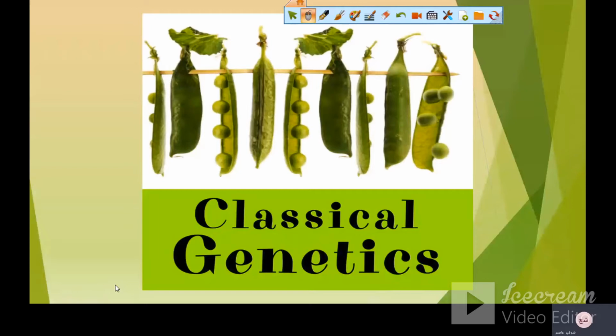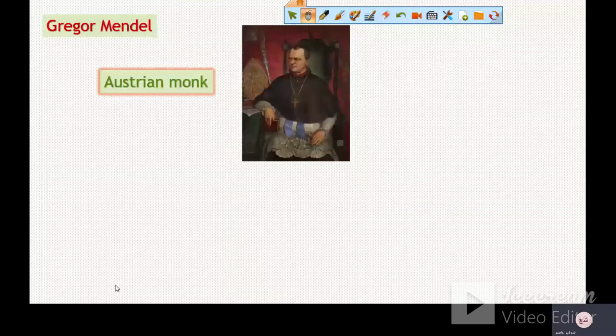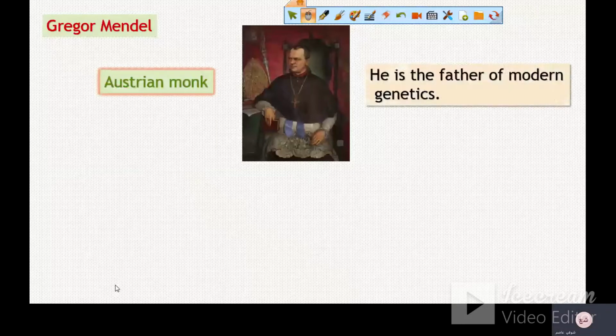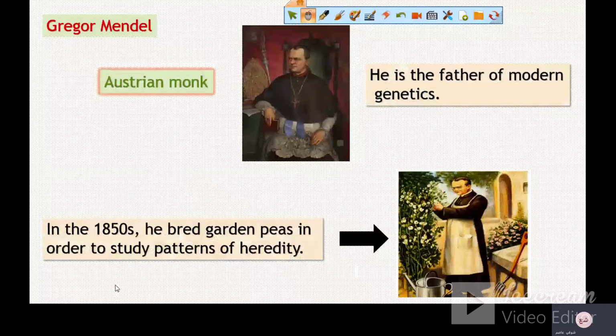But before explaining the genetics, we don't have to forget the father of genetics, who is Gregor Mendel. Gregor Mendel is a Styrian monk, the father of modern genetics. In the 1850s, he bred garden bees in order to study patterns of heredity.